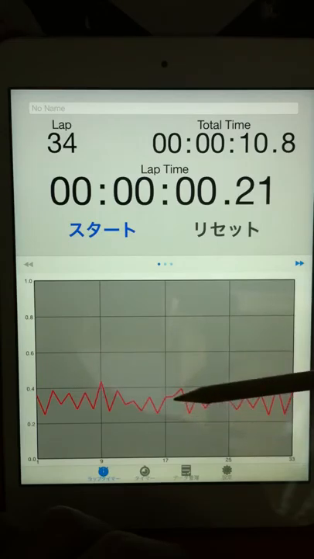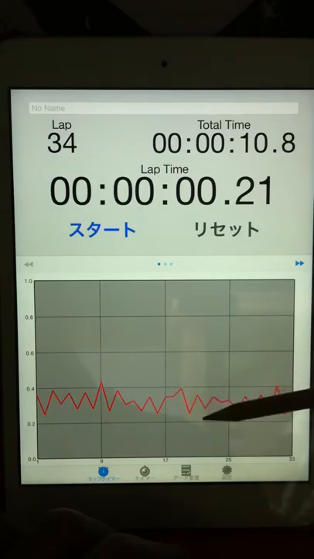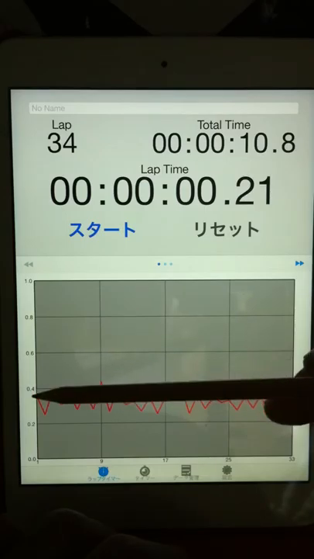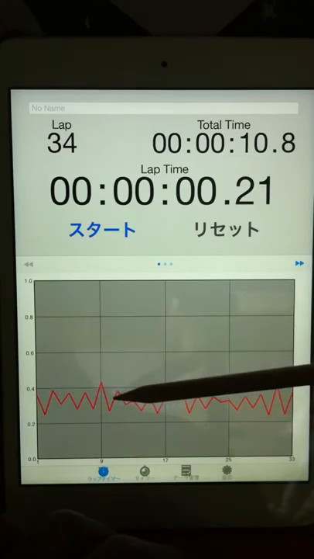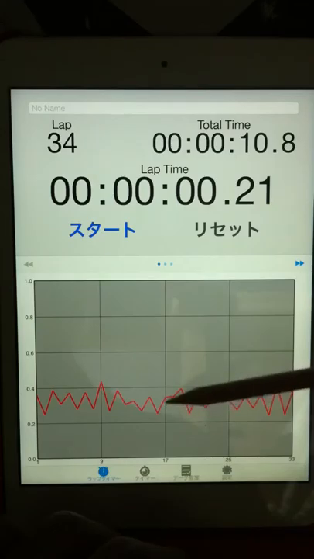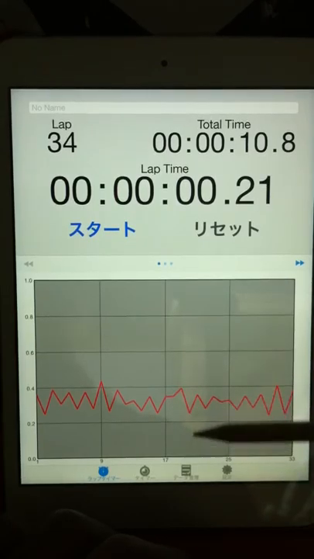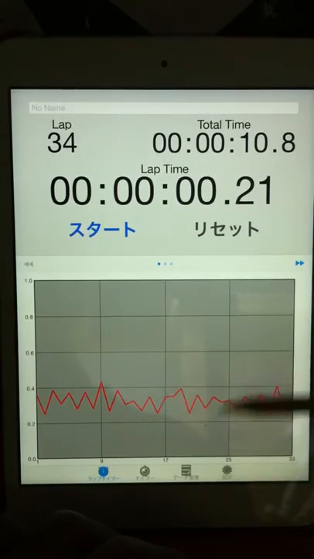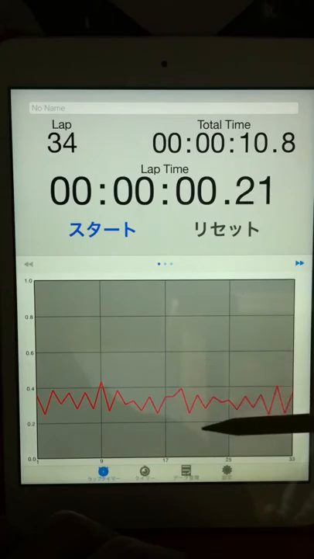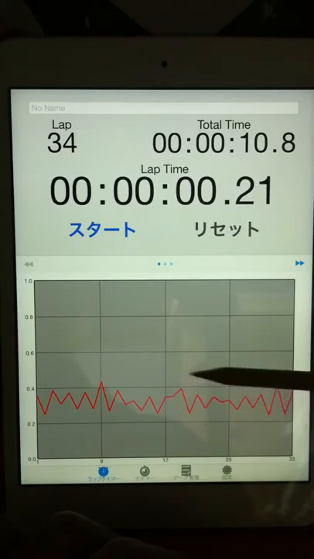And this part only: 1, 2, 3 mountain. 1, 2, 3, 4 mountain, 1, 2, 3, 4 mountain, 1, 2, 3 mountain, 1, 2, 3, 4 mountain. So only this bar is irregular, has irregular bounce.